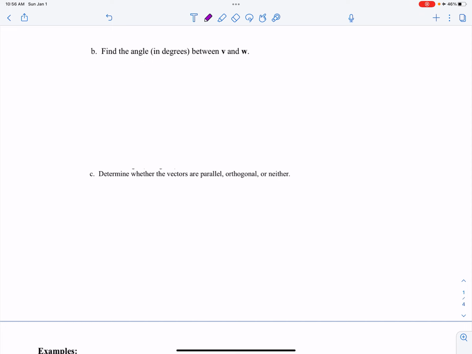Find the angle between v and w. Well, if we find the angle, we are going to be using our formula cosine theta equals u dot v over magnitude of u times the magnitude of v. This would give us our angle, we would be able to solve for that theta. So let's find some things.